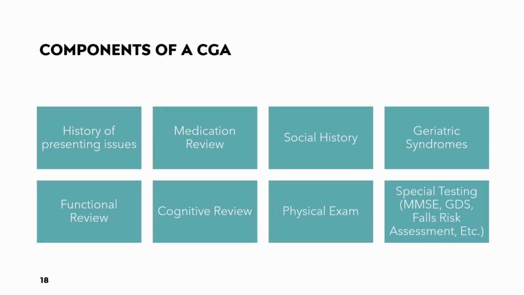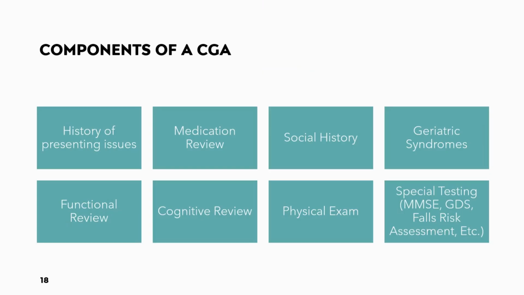Social history, I often know well as a family physician. Geriatric syndromes, so mobility and continence and pain and elimination and intake, like nutrition. Often I have a concept of that as well. A functional review, so how well are they doing their instrumental and basic activities of daily living?